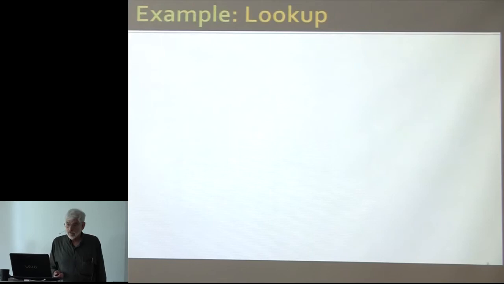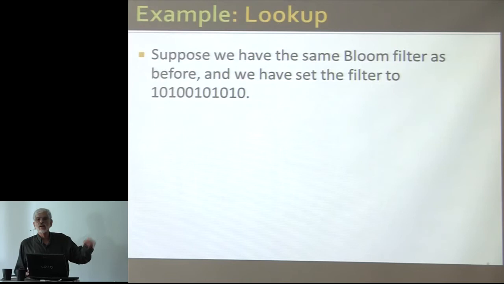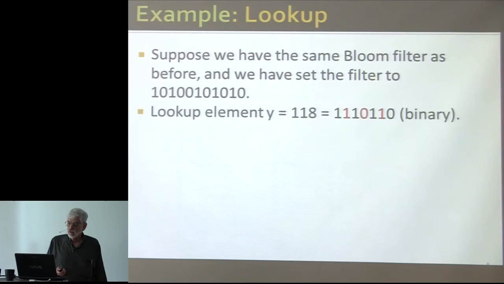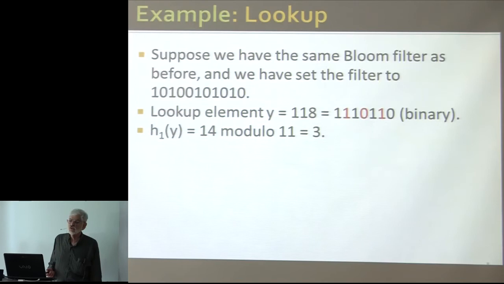So here's the Bloom filter as I left it after those three inputs came in. And now I want to know, is 118 a member of the set? Obviously it wasn't. If you remember, 118 was not one of the elements that came in. So 118 in binary is 1110 for H1, so that's 14 modulo 11 gives you 3, so H1 of y is 3, and H2 of y, that's the red, is just 5.